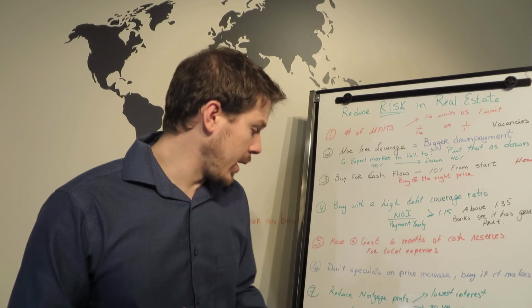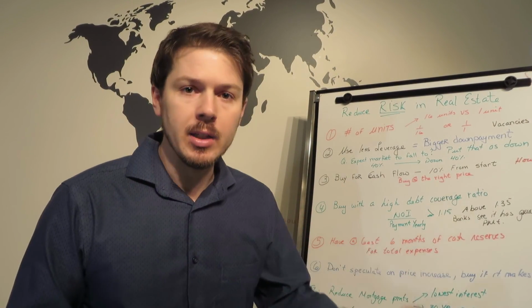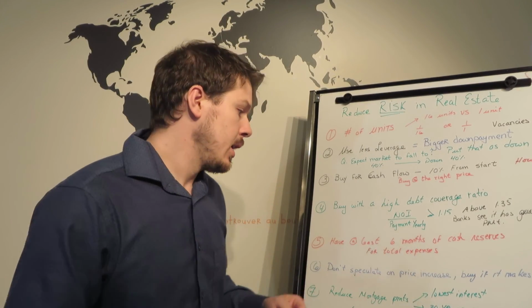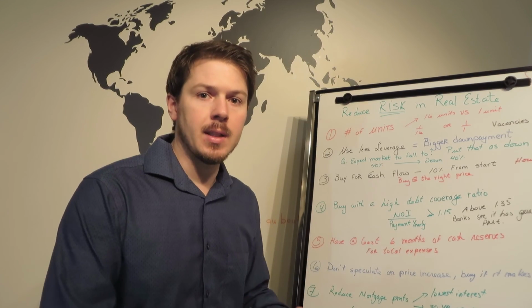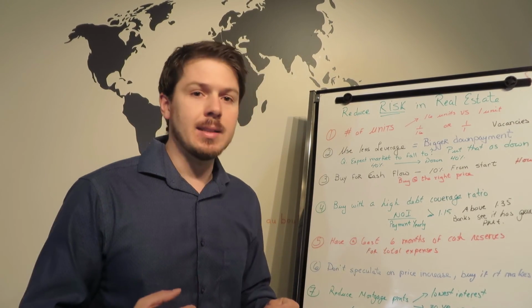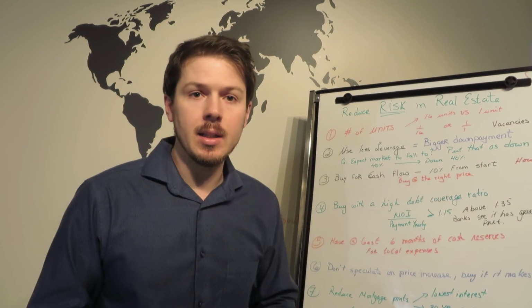The 7th point, reduce mortgage payment. You can do this by lowering interest or extending it to a longer term. If you're taking your mortgage on a 15-year term mortgage, what's going to happen is that essentially it's going to decrease your debt coverage ratio.